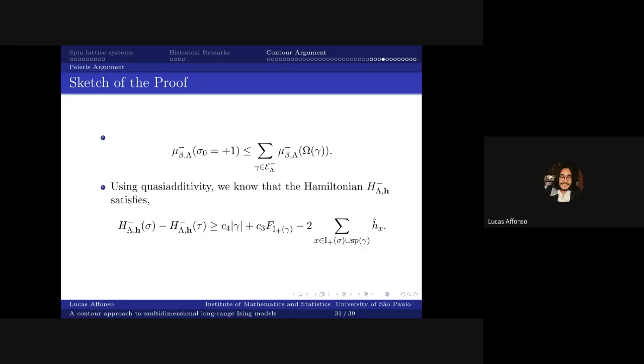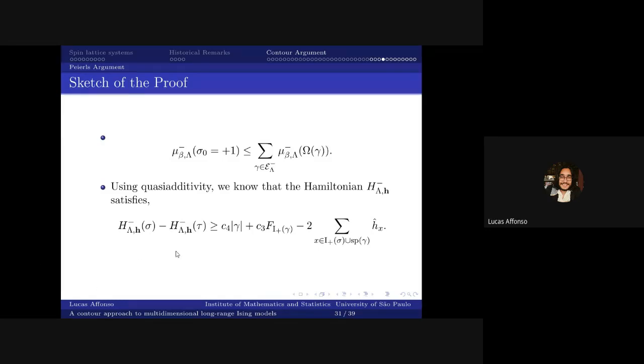Now we give the sketch of the proof of the phase transition. As I said before, now you have to control the probability of seeing a plus 1 in the site 0. And it's easy to see that since you have a minus boundary condition and you are seeing a plus in the 0, you should have a change in the sign. So 0 must be inside the volume of a contour. So this is less than the sum of the probabilities of all the contours.